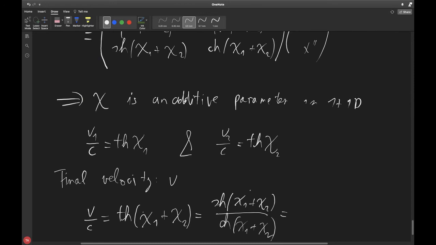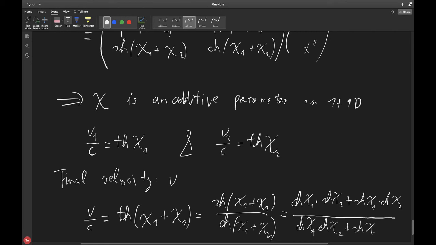And so again, what we would have seen earlier is that this is the same as cosine hyperbolic chi 1 multiplied with the sine hyperbolic chi 2 plus the sine hyperbolic of chi 1 multiplied with the cosine hyperbolic of chi 2. And this is divided with the formula of the cosine hyperbolic of chi 1 multiplied with the cosine hyperbolic of chi 2 plus sine hyperbolic of chi 1 and sine hyperbolic of chi 2.